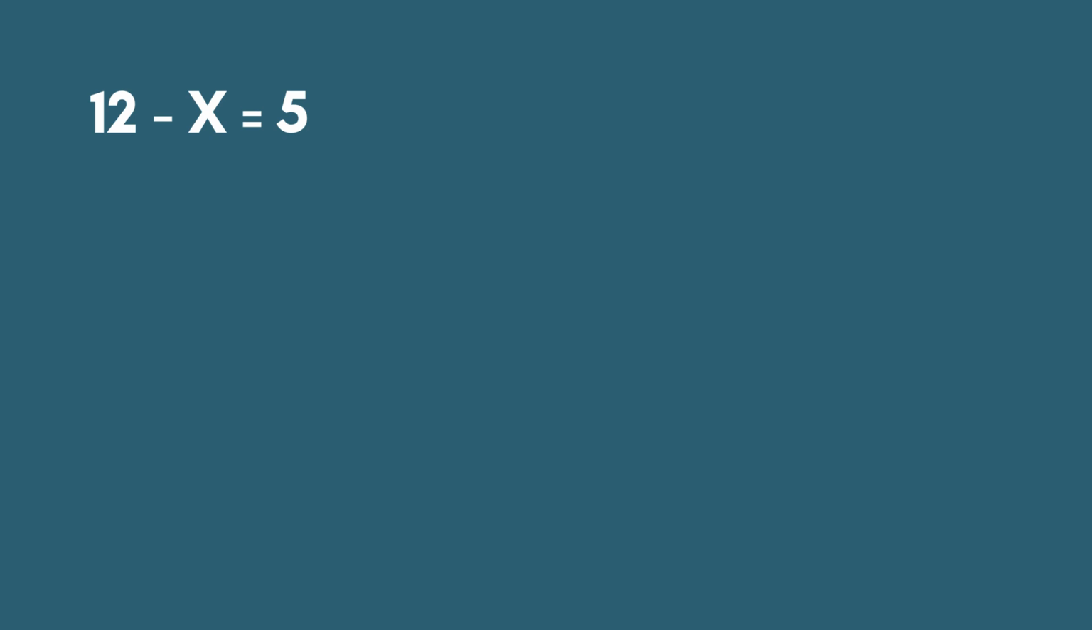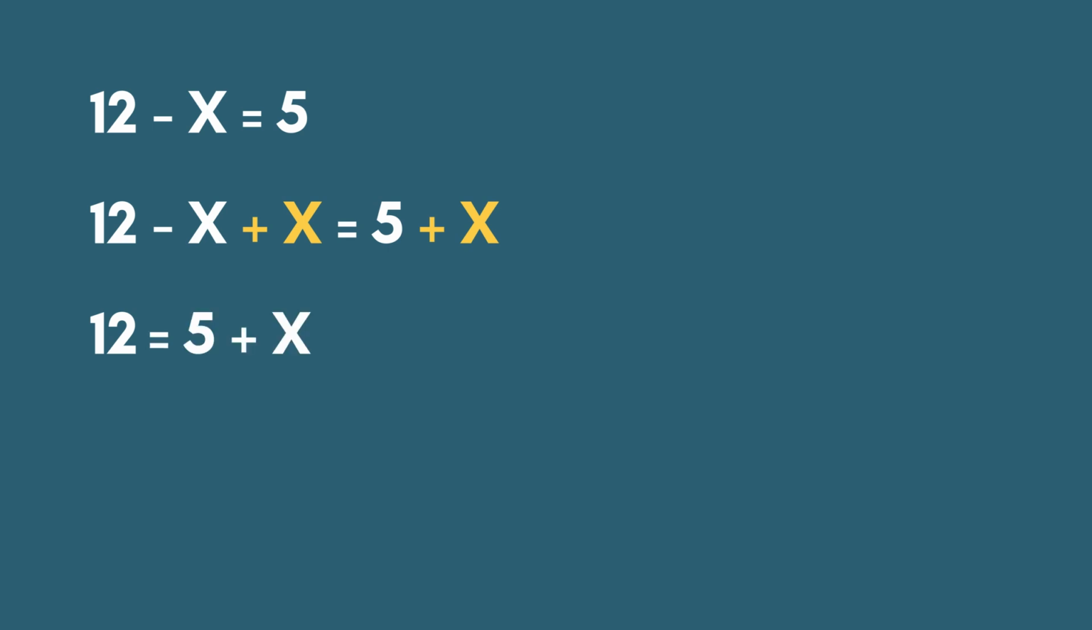What about something like this? Here, the unknown, x, is being subtracted from 12. This can feel a bit tricky, but here's how to handle it. Add x to both sides to move it to the right. Left side, 12 minus x plus x equals 12. Right side, 5 plus x.